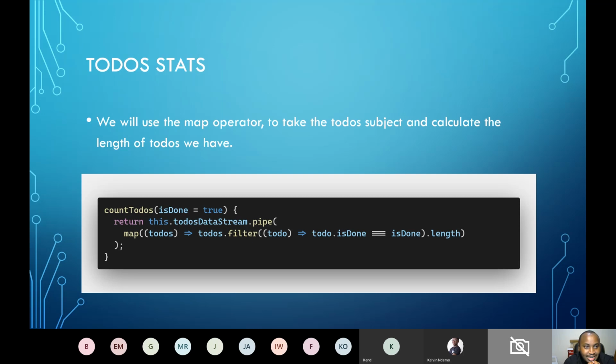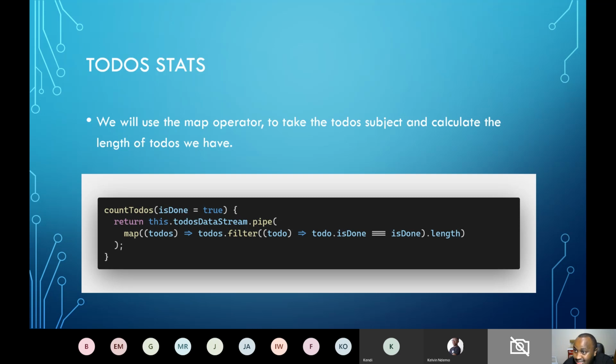Okay, let's look at to-do stats. In this case, we took the list of to-dos we had, displayed the total number of to-dos, and displayed the number of done, complete, and incomplete. We are just taking the to-do data stream, piping it, and using the map operator to filter it and then find the length of the remaining to-dos. Basically, the count takes if it's done. So in this case, it allows you to check whether.